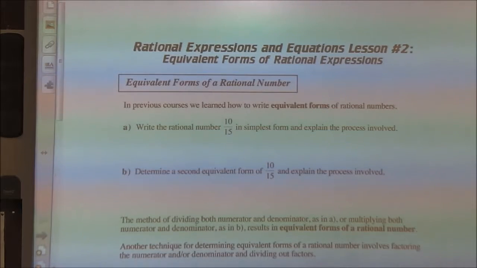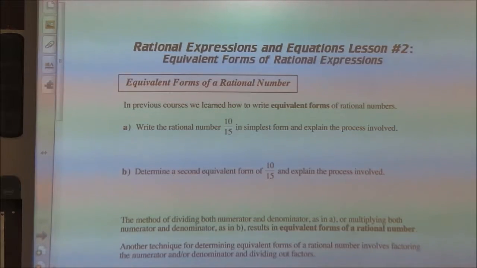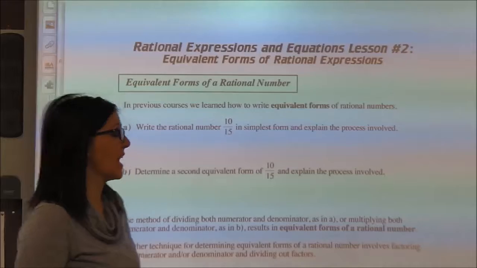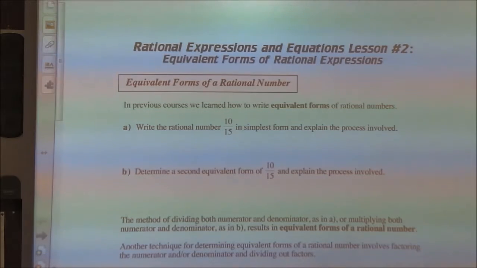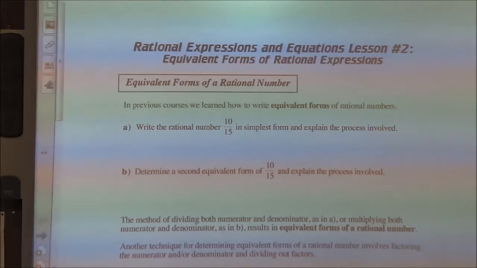Okay, lesson number 2 looks at equivalent forms of rational expressions. So if we start off with rational numbers and we use what we remember from rational numbers, we can then extend it to rational expressions. So if I have a rational number such as 10/15, how would I simplify 10/15? What would I do? So take a moment to simplify it, and then we can talk about how it's simplified.